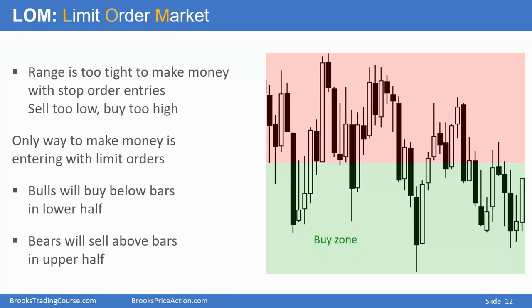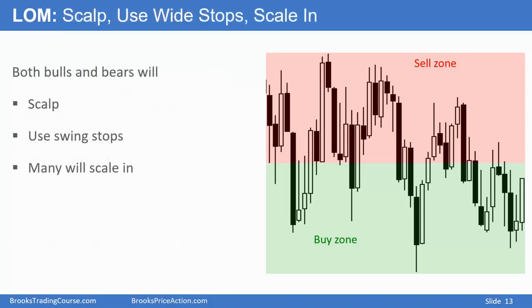Buy zone, the bottom half or the bottom third. Sell zone, the top half or the top third. Bulls and bears both are scalping. They're expecting the range to continue and not become a trend. They know eventually it will become a trend, but as long as it's sideways, they assume it'll continue sideways. They tend to use wide stops. Many of the experienced traders will do that, and they're willing to scale in.